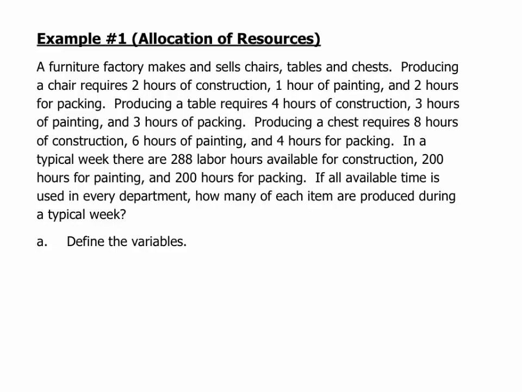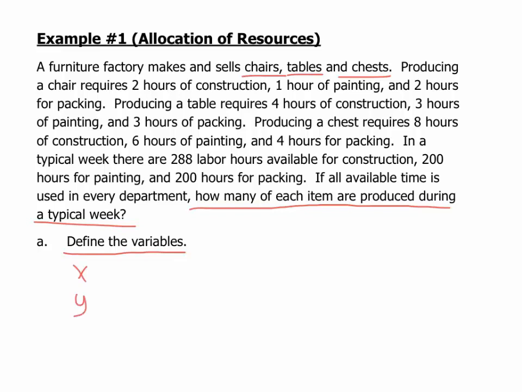The first thing we need to do is define our variables. If you read through this statement, there's a whole lot of different things going on and a lot of words. But looking at the last sentence, oftentimes we can find exactly how we need to define our variables in there. Our last sentence says, if all available time is used in every department, how many of each item are produced during a typical week? And when we think about what our items are, the things that our furniture factory is making and selling are chairs, tables, and chests.